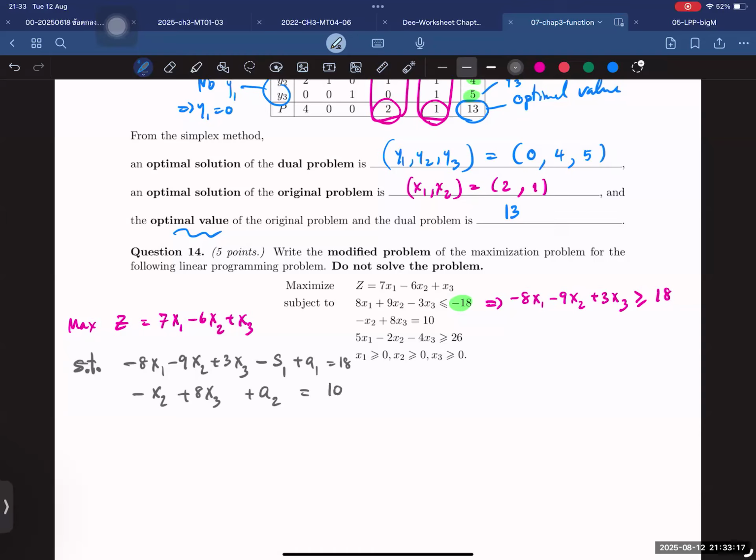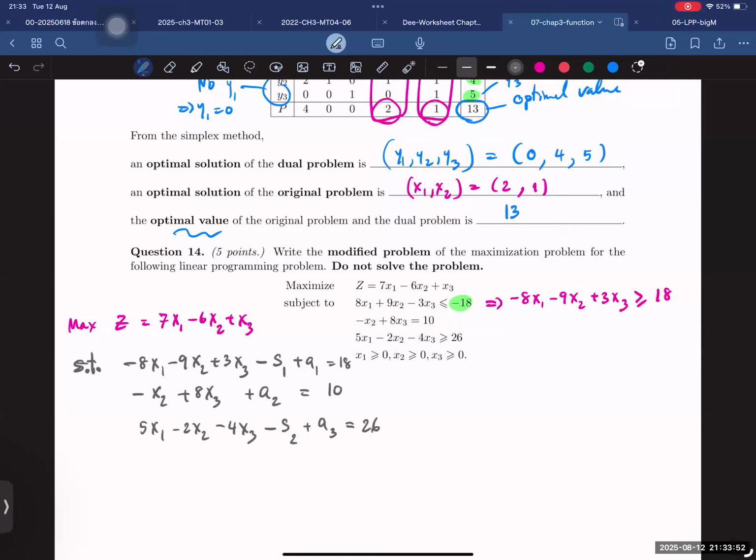Then the third constraint, we got 5x1 - 2x2 - 4x3 is over 26. So we subtract off by, we have S1 already, so S2. And when we subtract by the surplus, you have to add artificial, so it's called A3. And that is equal to 26.